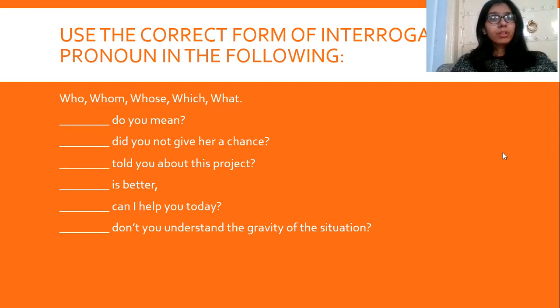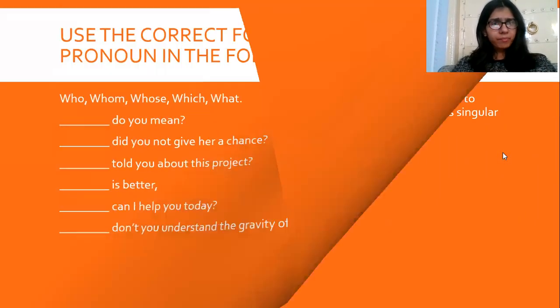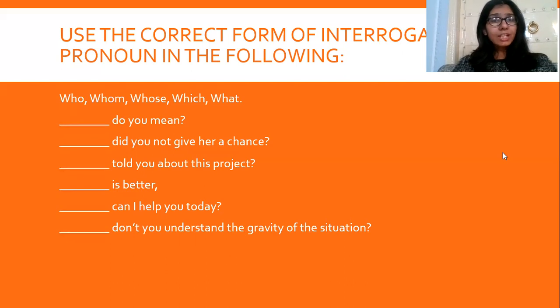Now, use the correct form of interrogative pronouns in the following. So, what do we have? Dash do you mean? What do you mean? Right? Did you dash not give her a chance? Why did you not give her a chance? Why? Dash told you about this project. Who told you about this project? Right? Fourth one. Which is better? The green cushion or the white cushion? So which? It's comparison. Which is better? The green cushion or the white cushion?